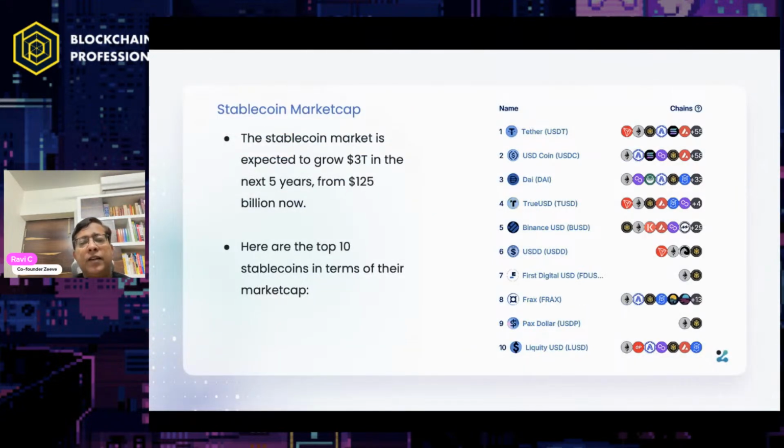If you see Tether and USDC, these are the two stablecoins which are fiat-backed, and they have got the largest market share. And then comes DAI, TrueUSD, Binance USD, etc. But DAI is at the third number, which is a crypto-collateralized stablecoin.